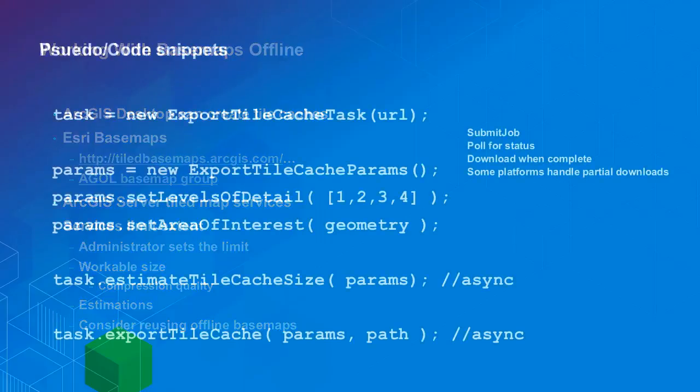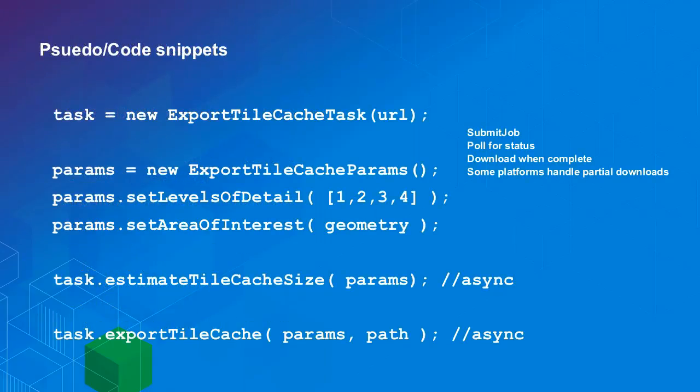And you do that by writing code like this. So this is how you take code offline. You use the export tile cache task. You pass in the URL, and if you want to know what that URL is for our services, you go to the group that Justin pointed out earlier. You put that in there, and that creates the task.